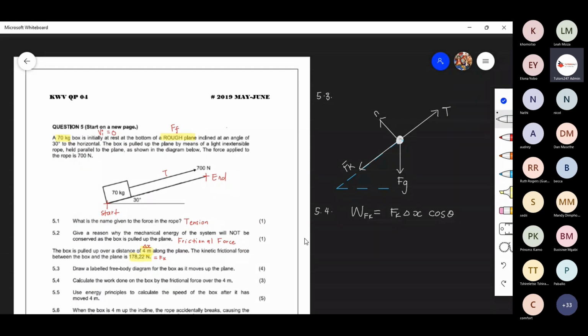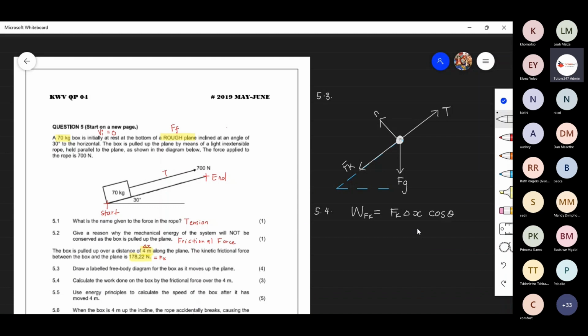Don't substitute your directions. Even though force is a vector, because we are using that vector to calculate a scalar, only substitute the magnitude. So if it's a negative sign, because frictional force is moving in the opposite direction to motion, do not substitute a negative frictional force. Only substitute an answer without a sign. That is magnitude. Now our displacement, we were given displacement as 4 meters, and then cos of theta. We'll come back to cos of theta.